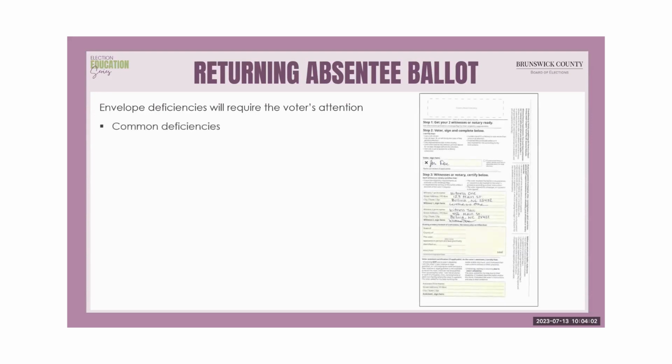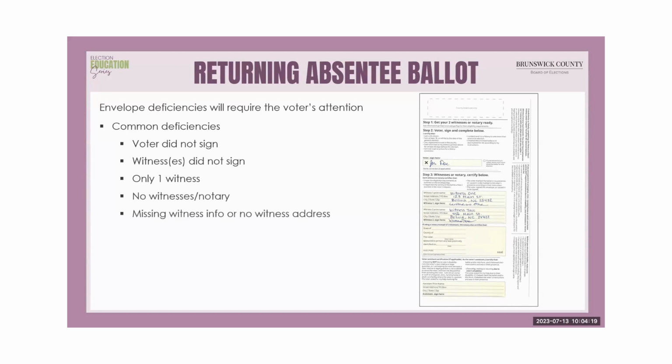Here are some common deficiencies that voters make. The voter did not sign the envelope. One or both of the witnesses did not sign the envelope. There is only one witness. There were no witnesses or notary. There is missing witness information such as an address. The envelope is not sealed.